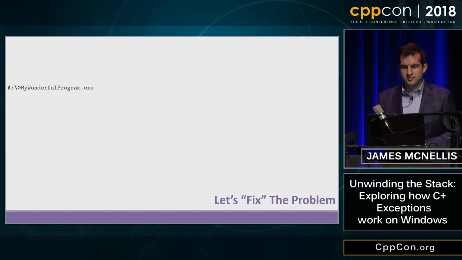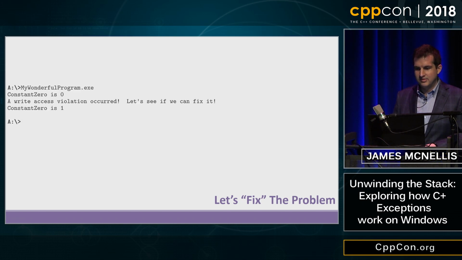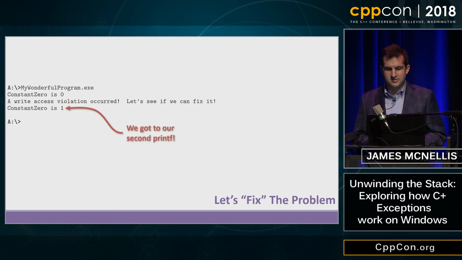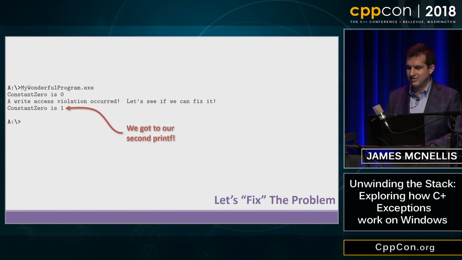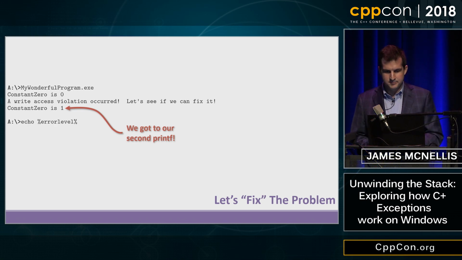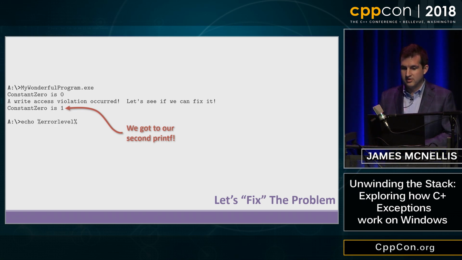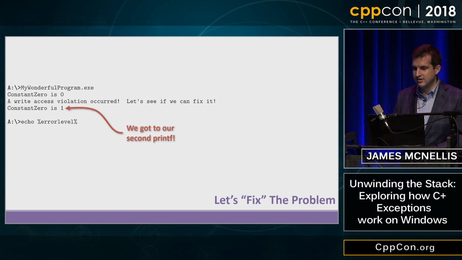So now if we rerun our program, we can see that we still get our first message, and we still get the message from our handler, but now we can also see that we got our second message, and it indicates that we successfully changed the value of the global variable. If we print out the return code of our program, we can also see that the program returned 0, indicating that it successfully exited.